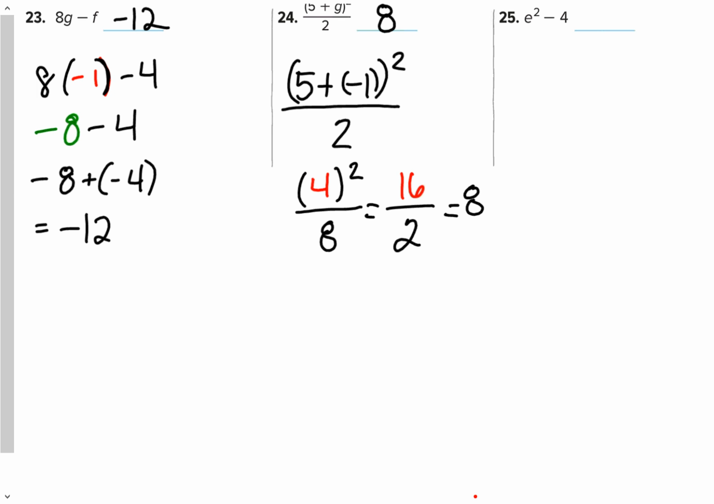All right, so the next one is e squared minus 4. So we're going to substitute our e with 3 squared minus 4. We're going to evaluate our exponents first. So 3 squared is 9 minus 4, that equals 5.